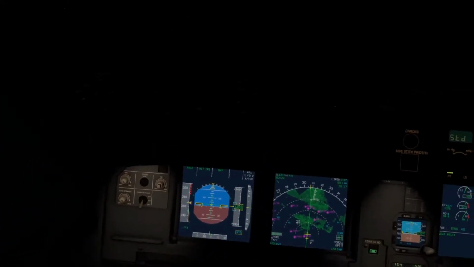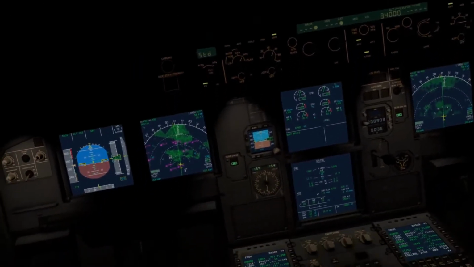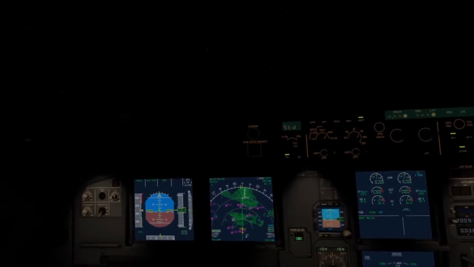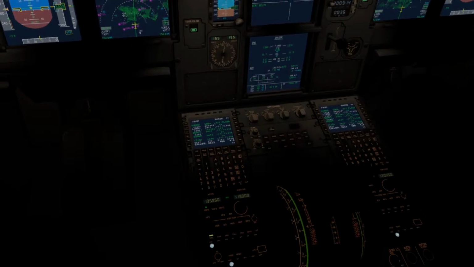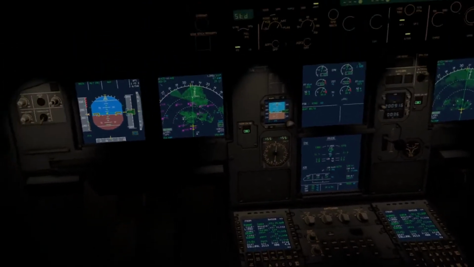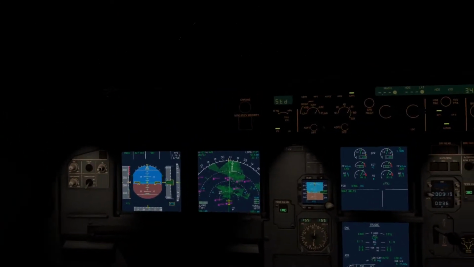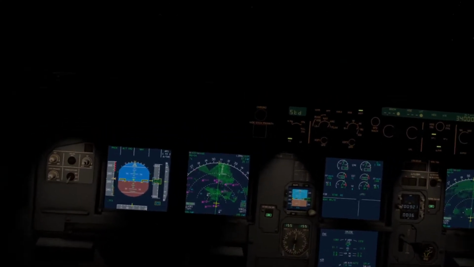Now, of course, all systems on the 320 are mostly backed up by a lot of things, just to add more redundancy. And yeah, that's basically just a general outline.